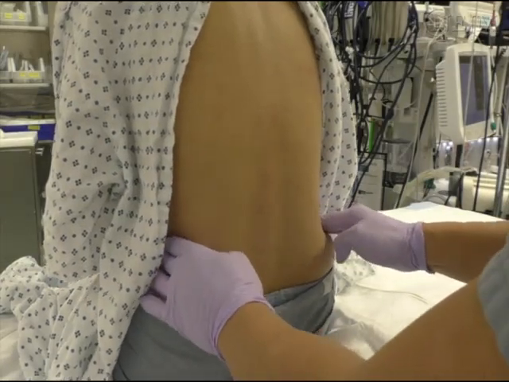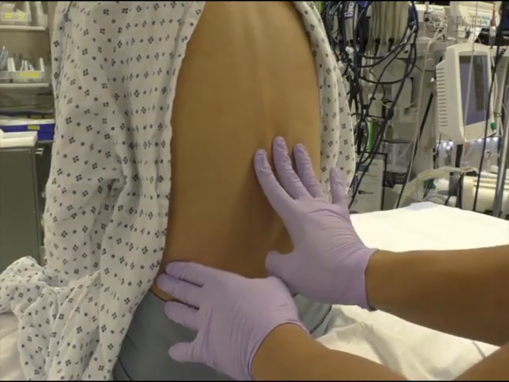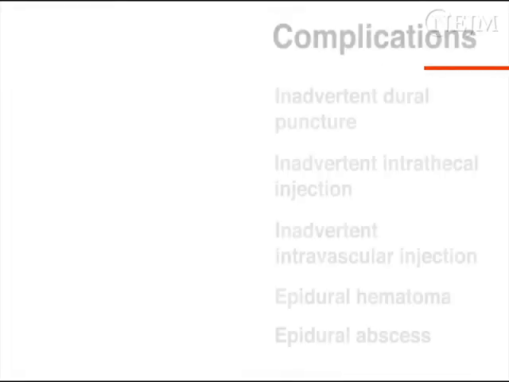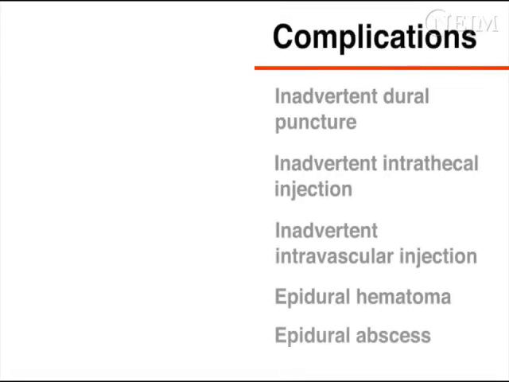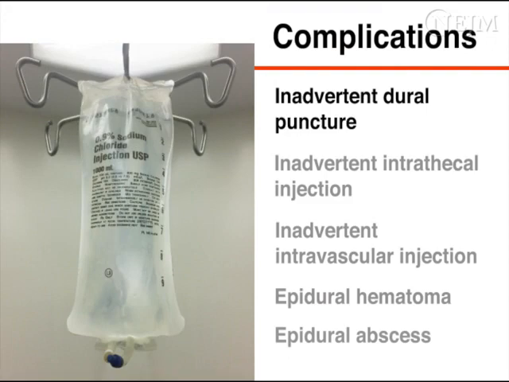Placement of a lumbar epidural catheter is generally straightforward, especially if proper preparation and technique are used. However, several complications may occur. These may include inadvertent dural puncture, which may result in a post-dural puncture headache. This complication may be managed with hydration and analgesics or by performance of an epidural blood patch.